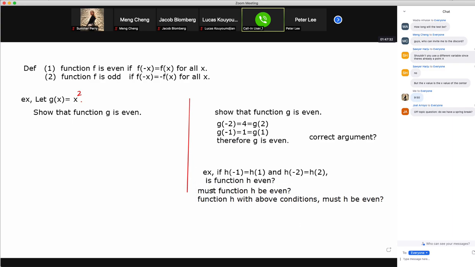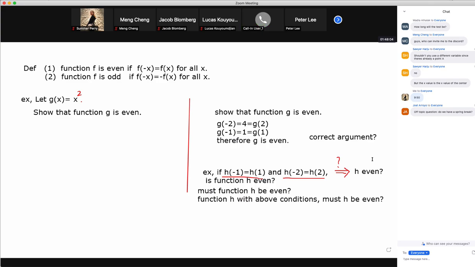Okay, so now we come to the bottom here. Again, this is a question to everybody. If h of -1 is equal to h of 1 and h of -2 is equal to h of 2, can we conclude, let me put an arrow here, that h is even? I guess that's the question. Is h even or no? Yes. h of -1 is equal to h of 1 and h of -2 is equal to h of 2, so then h is even.